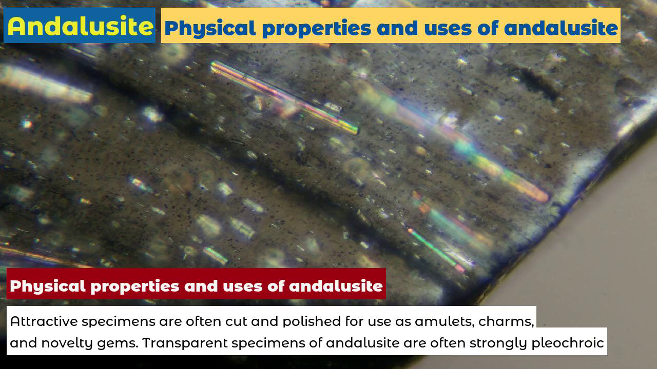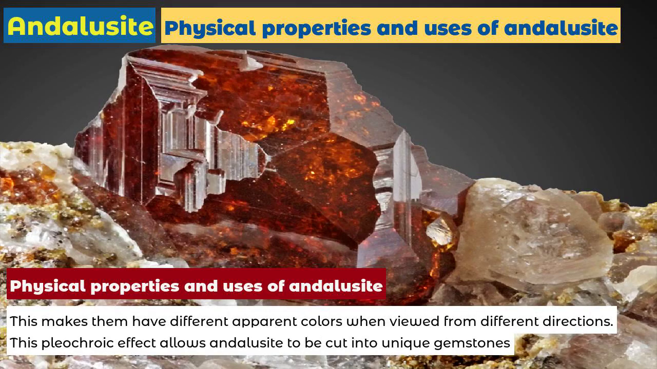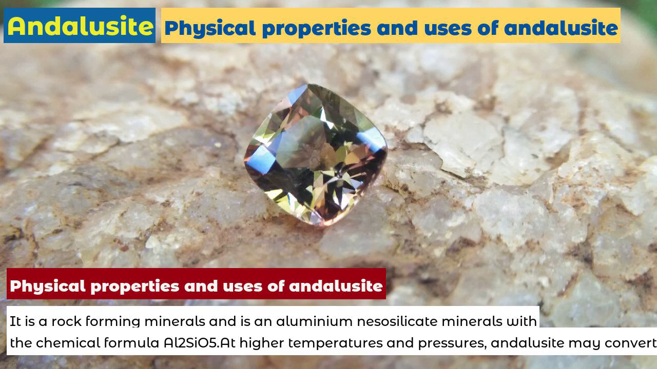Transparent specimens of Andalusite are often strongly pleochroic. This makes them have different apparent colors when viewed from different directions. This pleochroic effect allows Andalusite to be cut into unique gemstones. It is a rock-forming mineral and is an aluminium nesosilicate mineral with the chemical formula Al2SiO5.